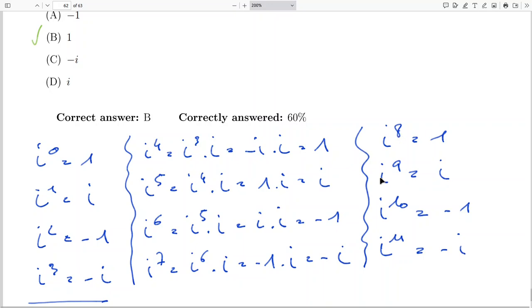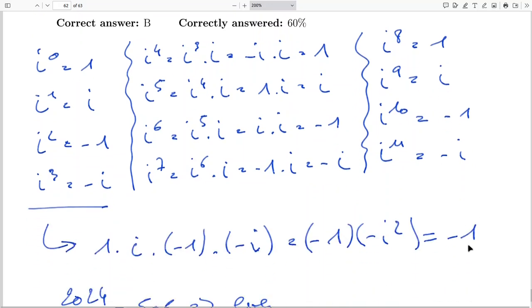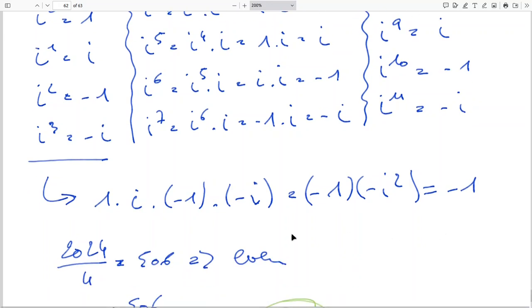i to the 8th is 1, i to the 9th is i, i to the 10th is -1, and i to the 11th is minus i. So if we take the first 4, we get 1 times i times -1 times minus i, or 1 times -1 is -1, and i times minus i is minus i squared. This is -1 times -1, so +1, times -1 is -1. Okay, so we got that for the first 4.